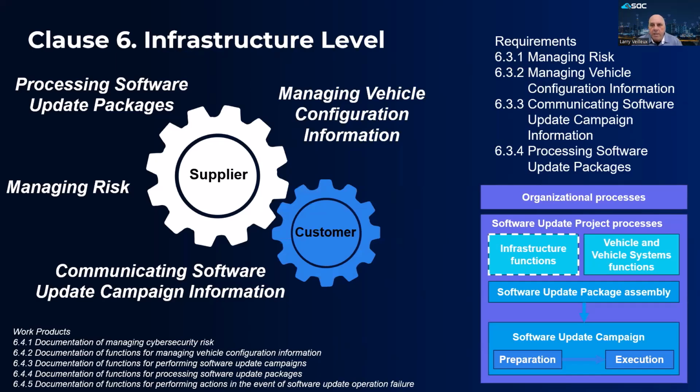Infrastructure level requirements take into consideration the functions assigned to the infrastructure for the software update campaigns. These functions include distribution, communication, information storage, and protecting them from a cybersecurity perspective. The requirements at this level aim at managing cybersecurity risk of the infrastructure, managing vehicle configuration information, communicating software update campaign information, in addition to processing of distributed software update packages.